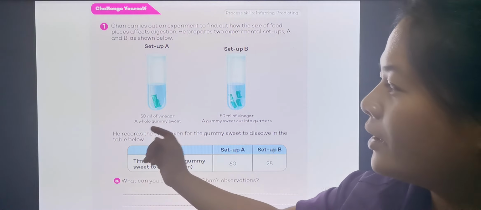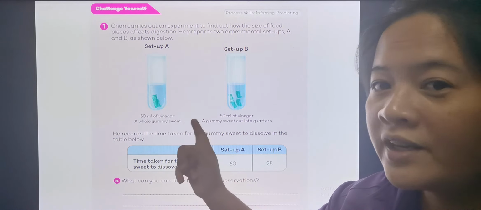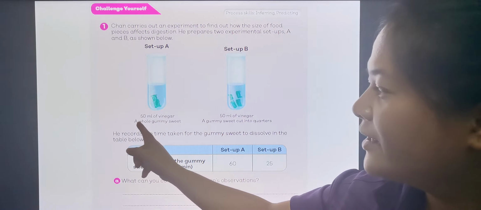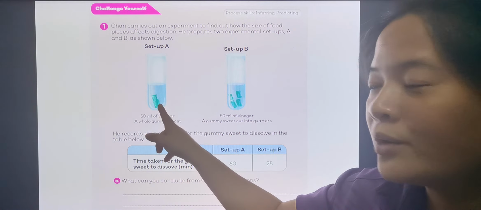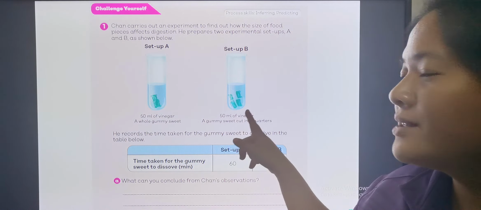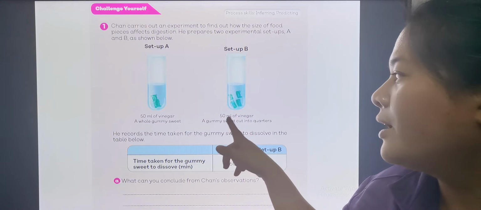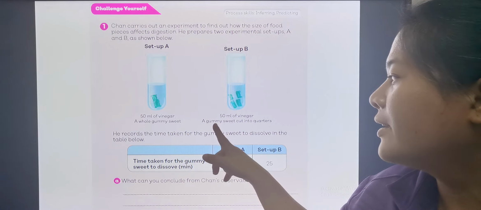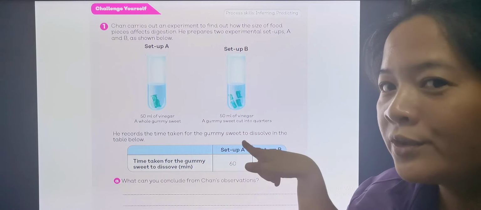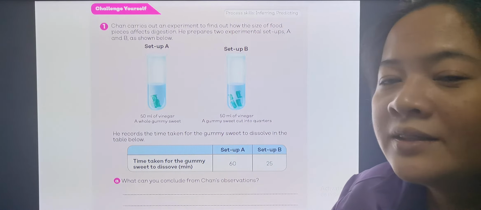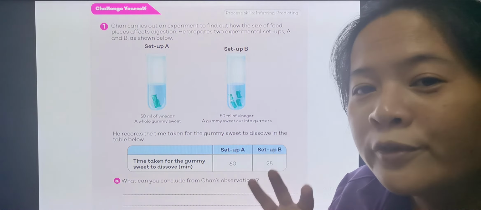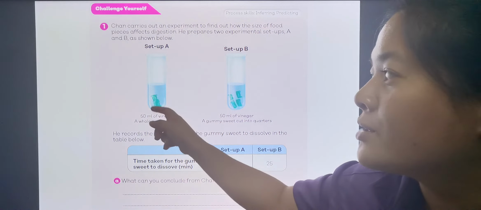So in this one, 50 ml of vinegar and a whole gummy sweet, or gummy bear, whole. Okay, and in this one, setup B, 50 ml of vinegar and a gummy sweet cut into quarters. So in this one, the gummy bear is cut into 4 pieces. And this one is 1 whole.